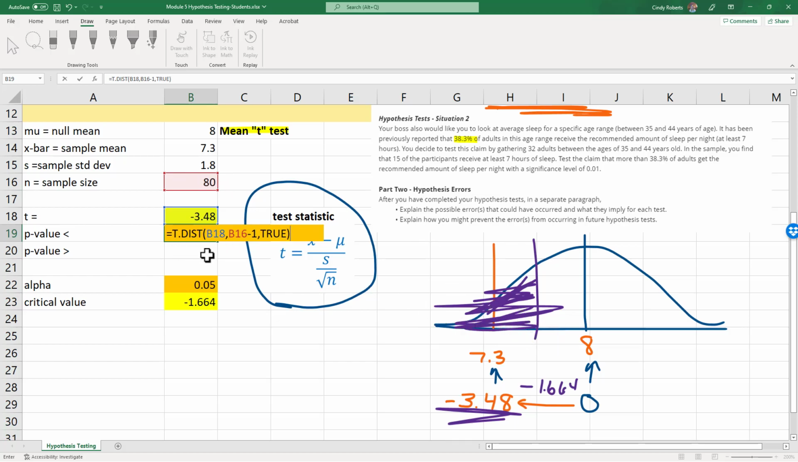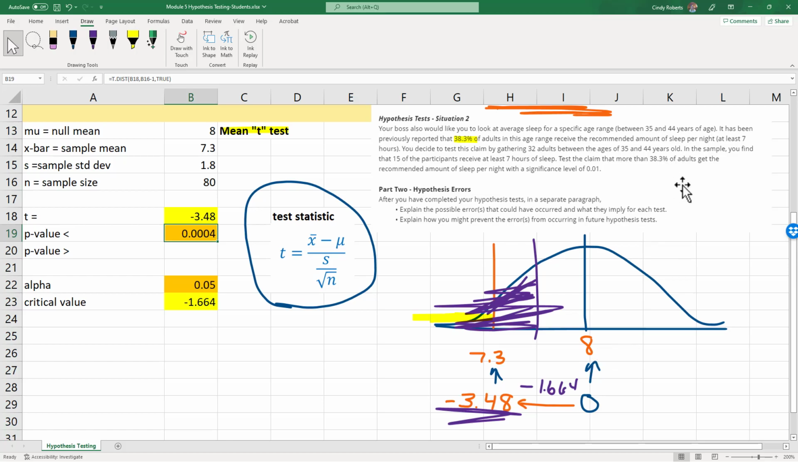Basically what this has given me is, if they are really getting 8 hours, what's the probability I would expect to have a sample of 7.3? Ooh, look at that baby. That baby's low. So in other words, that's this area right here. This is saying I really would not expect, if people are really getting 8 hours, I don't know why I can't say that.